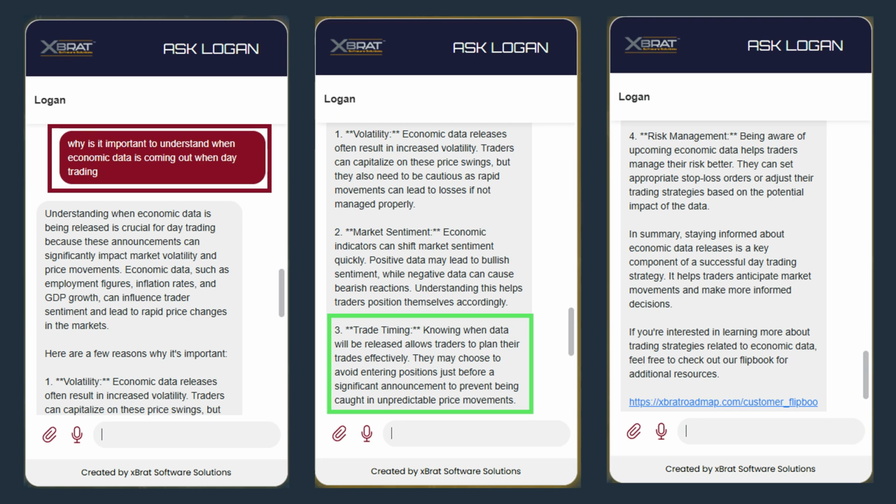So again, it's about that operational landscape. Knowing what's coming makes it easier for you. That leads into risk management, really. Being aware of upcoming economic data helps traders manage their risk better. If they're already in a trade, they've been in a trade 30, 40 minutes, they can set appropriate stop loss orders or adjust their trailing stops to make sure they're risk-free going into this data. So very, very important there.